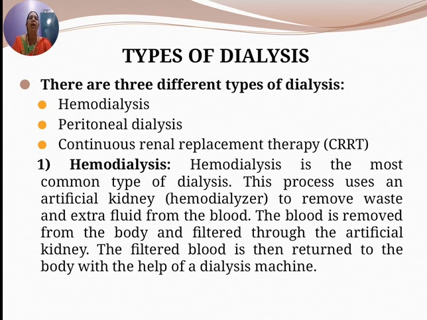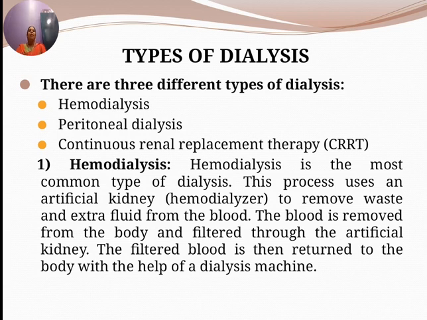Hemodialysis is the most common type of dialysis. This process uses an artificial kidney, the hemodialyzer, to remove waste and extra fluid from the blood. The blood is removed from the body and filtered through the artificial kidney. The filtered blood is then returned to the body with the help of the dialysis machine. There are 3 methods that are utilized for doing this dialysis.